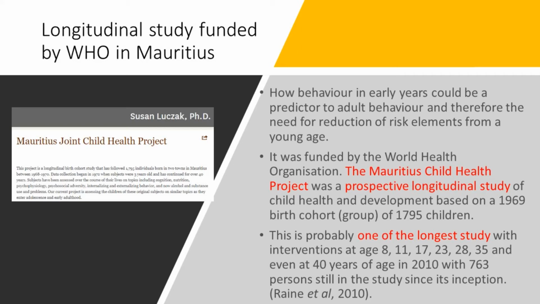The Mauritius Child Health Project was a prospective longitudinal study of child health and development based on a 1969 birth cohort, that is, a group born in 1969, of 1,795 children. It was probably one of the longest studies. There were interventions at age 8, 11, 17, 23, 28, 35, and even at 40 years of age in 2010, with 763 persons still in the study, which was reported by Ryan in 2010.